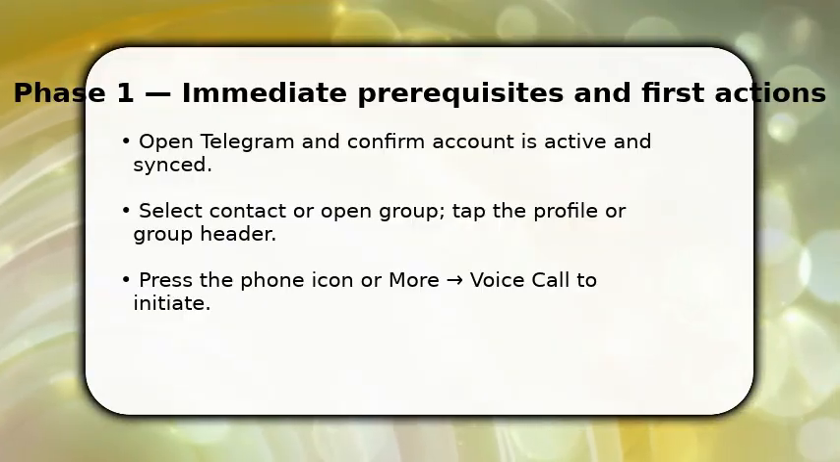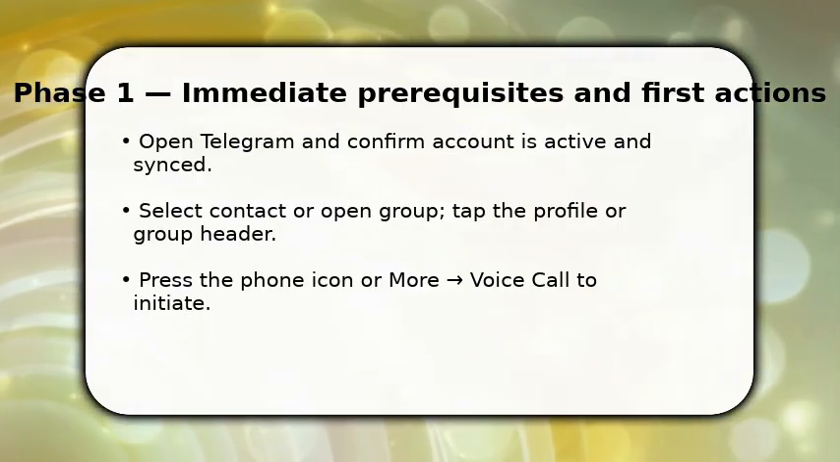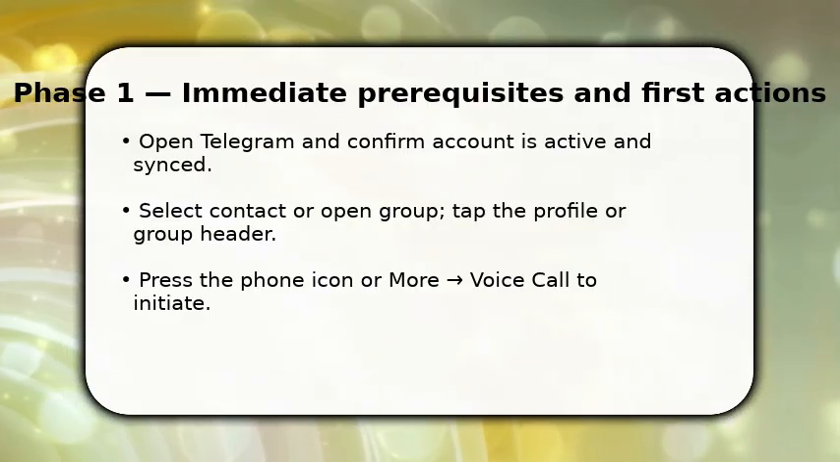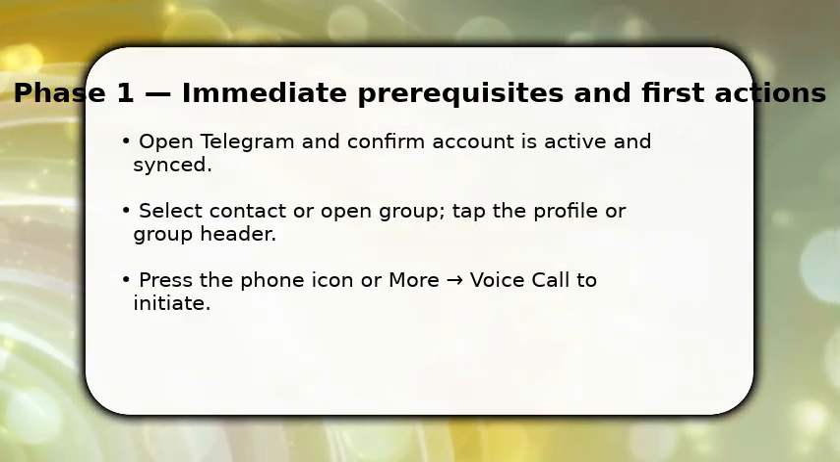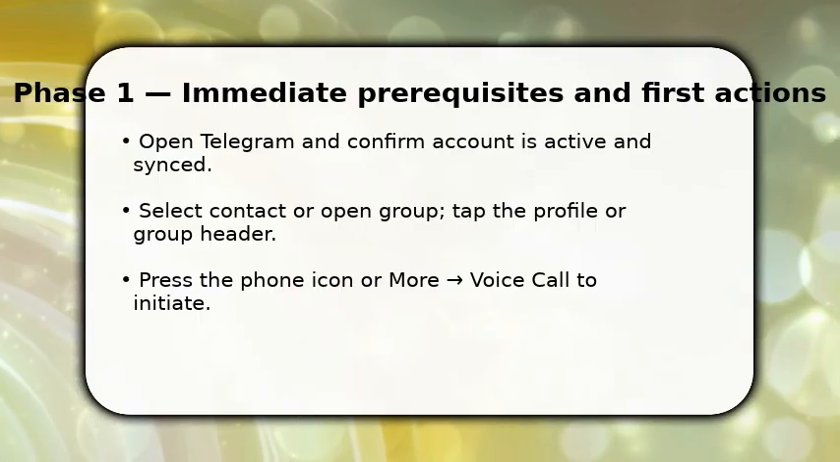You begin by opening Telegram and confirming your account and microphone permissions are allowed. Tap the contact or group header. You want the profile panel visible. Once there, press the phone icon or choose More and then Voice Call. This sends a direct invite to the other person.